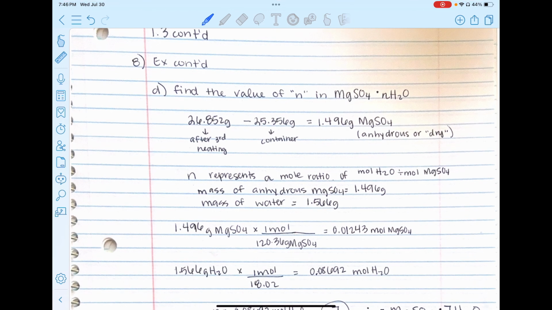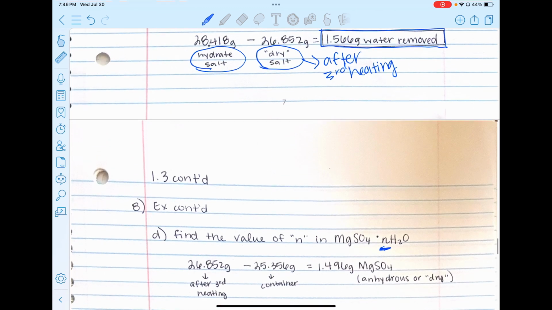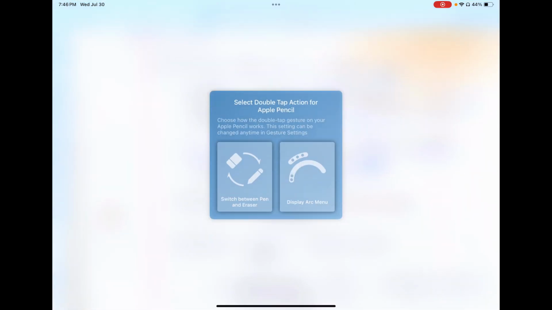Part D, we're almost there, guys, home stretch. Next, we're told to find the value of N in the magnesium sulfate hydrate. So we want to know how many waters are present in this compound. How can we figure that out? Well, we've already figured out how much our anhydrous or dry sample was. We did that earlier. And we know that N represents a mole ratio of the moles of H2O to the moles of magnesium sulfate. We know the mass of the anhydrous salt, and we know the mass of the water. We figured that out in a previous step.